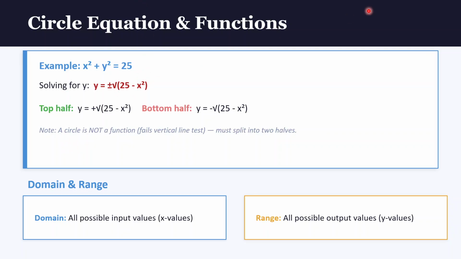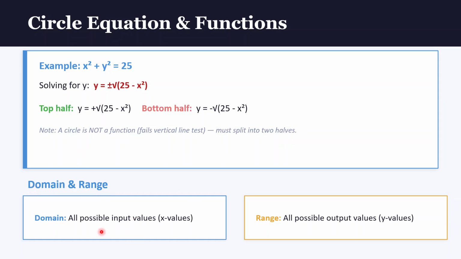Solving for y, y is equal to plus or minus the square root of 25 minus x squared. So the top half of the circle is plus the square root of 25 minus x squared, while the bottom half of the circle is y equals minus the square root of 25 minus x squared. I guess it's clear, so let's just move on.